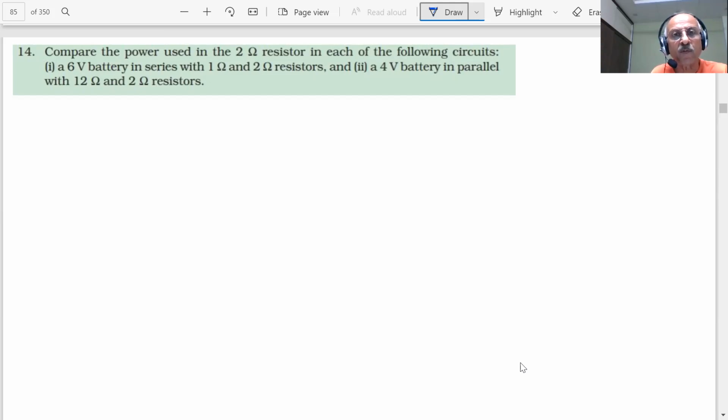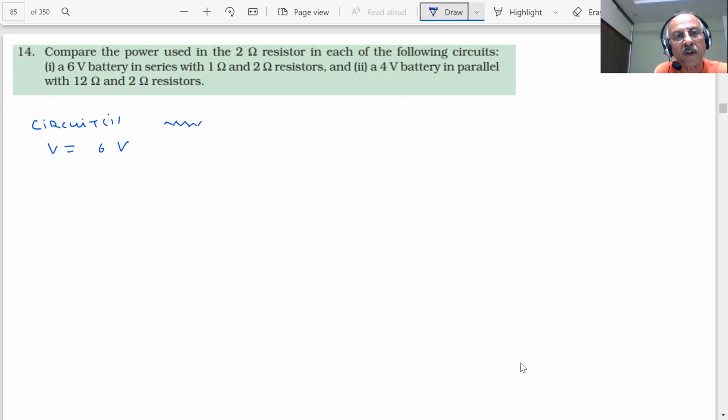Compare the power used in 2 ohm resistors in each of the following circuits. Circuit 1, student. The voltage is 6 volt. What is in the battery circuit? 1 ohm and 2 ohm resistors. They are in series.